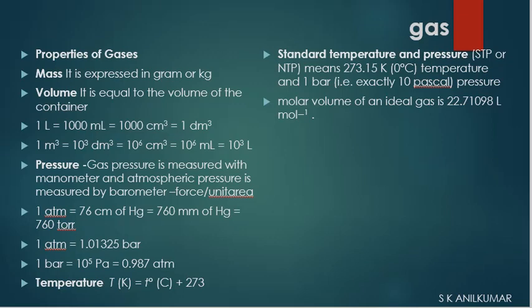It is 76 centimeters of mercury, or we say 760 millimeters of mercury. Millimeter is 10 times more, so 76 becomes 760, or torr. What is torr? Torr is millimeters of mercury. Hg is mercury. What is standard temperature and pressure?